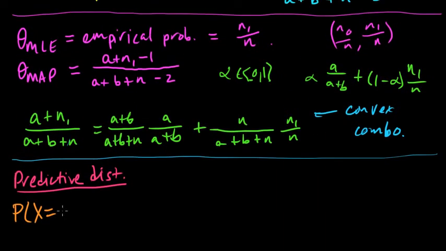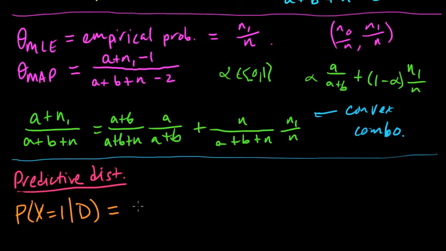So the predictive distribution is the probability, well, I could write it. Often we write it this way. Probability that x equals 1 given our data. So this would be the probability if we flip after seeing heads and tails a bunch of times, what's the probability of getting a heads? Sometimes we say posterior predictive.